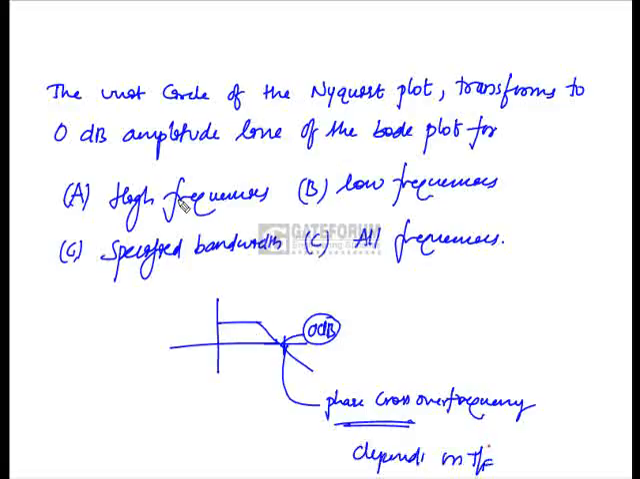Since in the question he has not given any transfer function, and any transfer function you can see in the Nyquist plot, it encircles the unit circle. So it depends upon the transfer function. We cannot say whether it is low or high, but it can happen at all frequencies depending upon the transfer function. So the option is D, all frequencies.